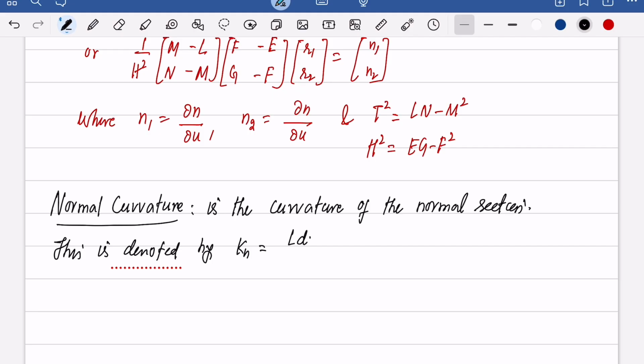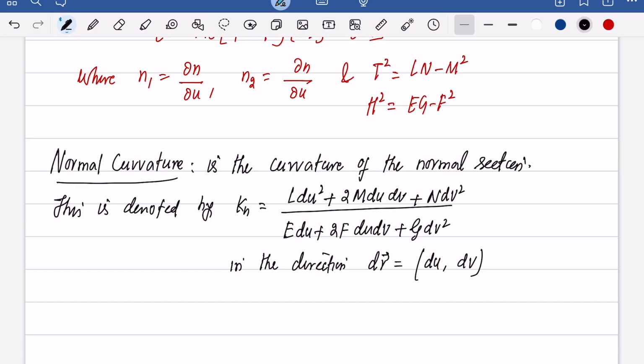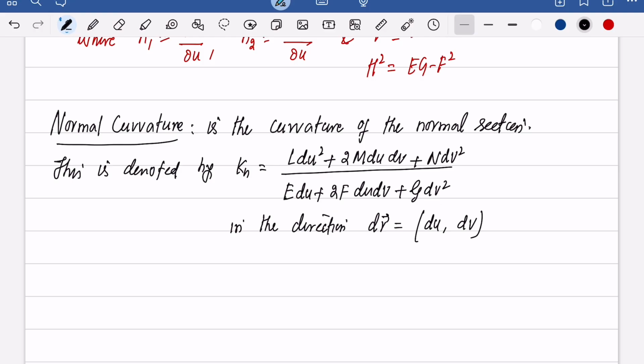This is defined as L du square plus twice M du dv plus N dv square, whole divided by E du square plus twice F du dv plus G dv square. So this is the normal curvature in the direction dr, which is defined as (du, dv). Now if we are given some fixed direction, then we can accordingly substitute the values of du and dv in this equation to find the normal curvature in that direction.